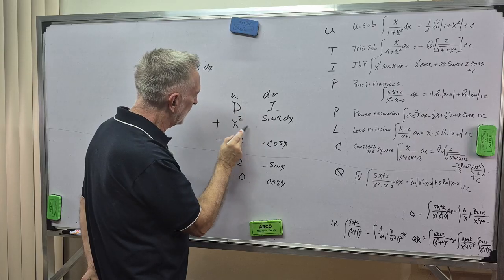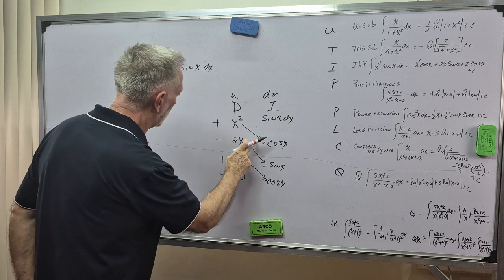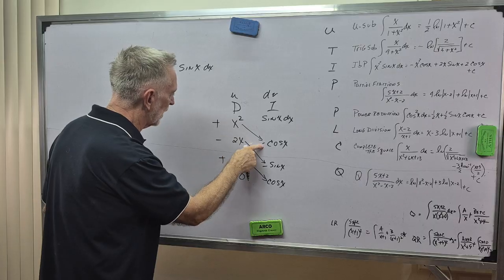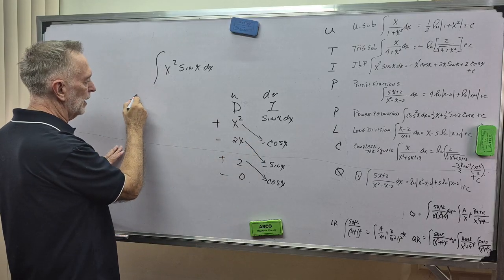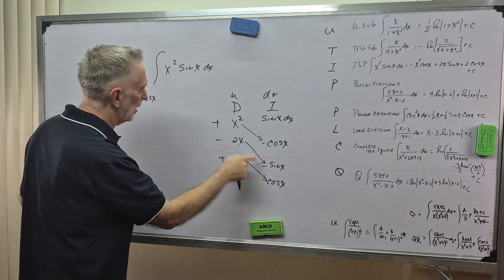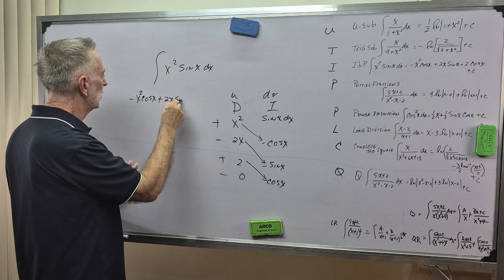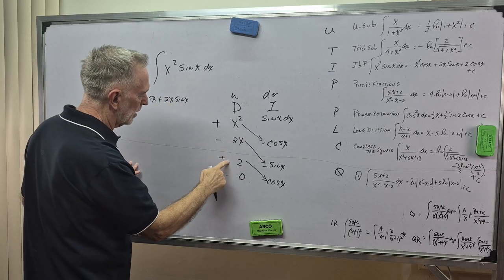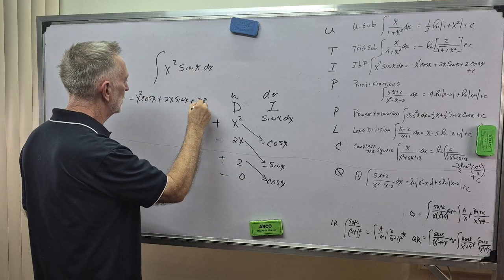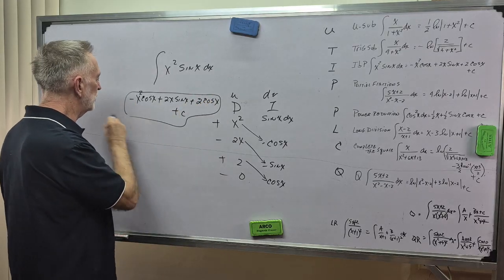Now u-v, with the old school way. Okay, so what do I have? All the signs you need are right here. Positive times negative, I have a negative x squared cosine x. Negative times negative is a positive, so 2x sine x. And positive times positive is positive, so 2 cosine x. How easy was that?